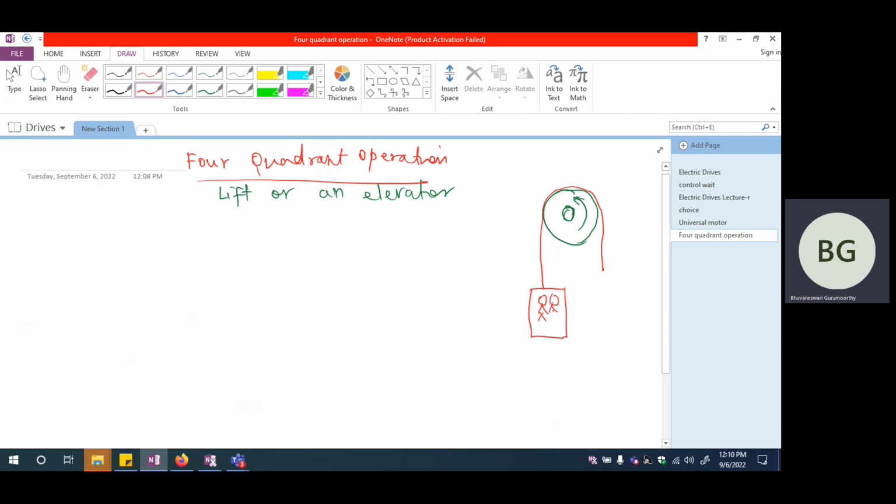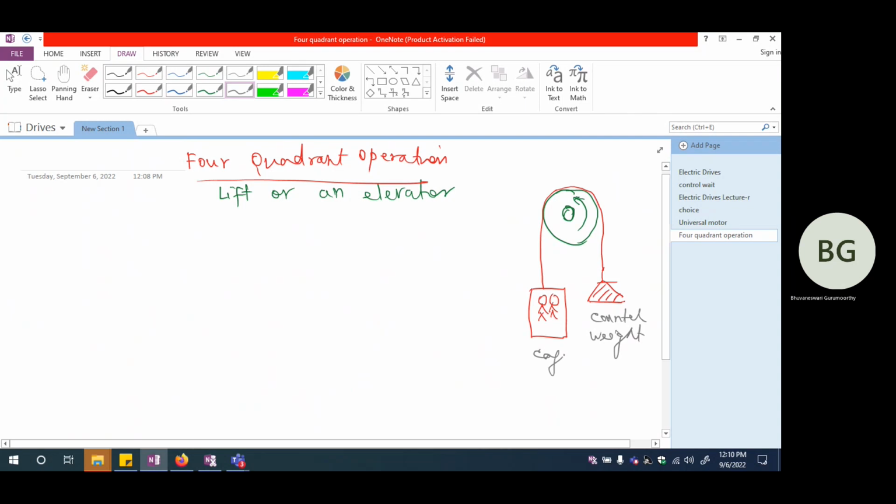which is going to have people getting in, and you're going to have a counterweight on the other side. I'm going to show the counterweight somewhat like this. So this is counterweight. And this is going to be the cage. And through this shaft, it is going to be connected to a motor. So I'm going to show the motor here. This is going to be my motor, which is rotating this particular pulley in one way or the other.